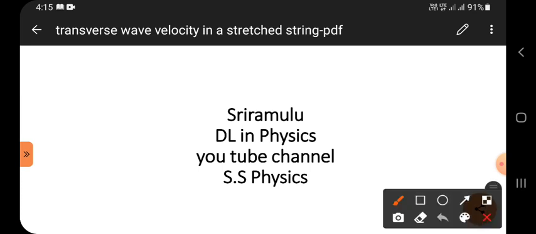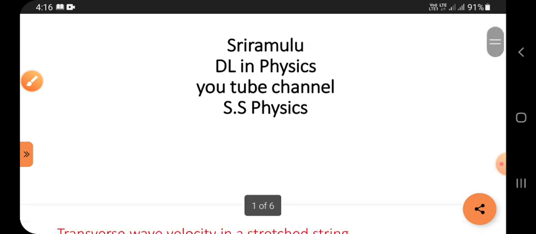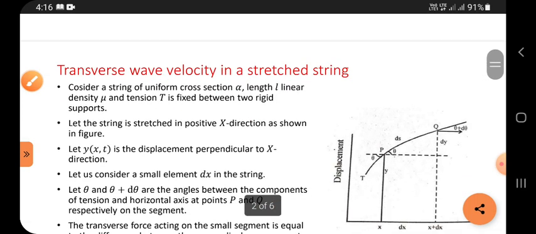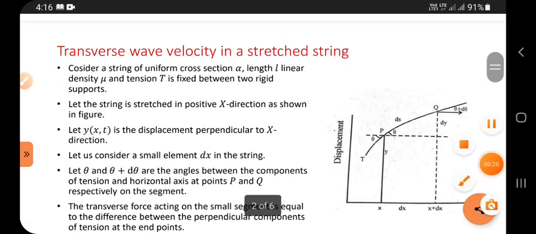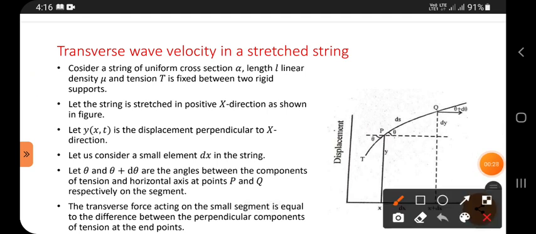So today's topic is transverse wave velocity in a stretched string. This is a part of the wave unit, from the second semester. Okay friends, let me enter into the topic. Today's topic is transverse wave velocity in a stretched string.